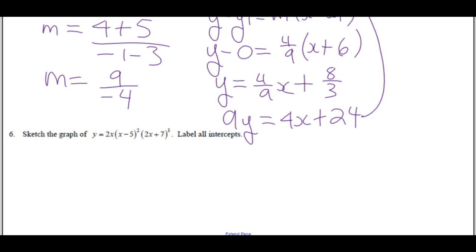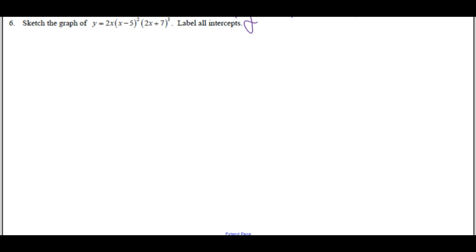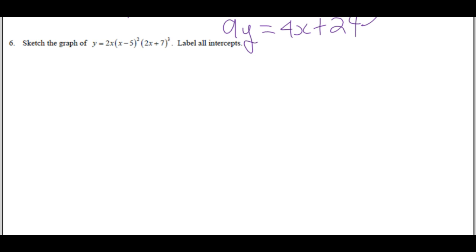Sketch the graph of y equals 2x times (x minus 5) squared times (2x plus 7) cubed, label all x-intercepts. I'm just going to extend the page just so that I can get this up here. Okay, sketch the graph. Right, here's an x-axis, here's a y-axis. What do I know?